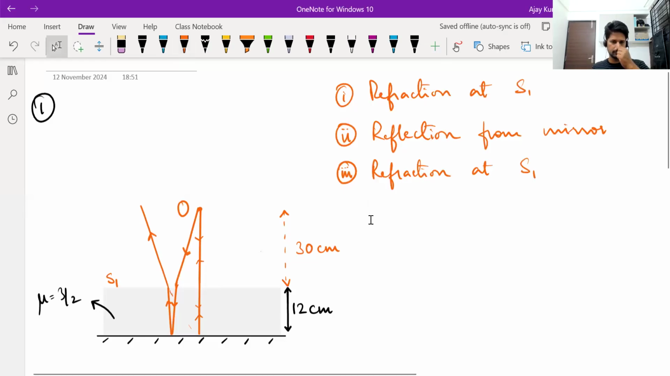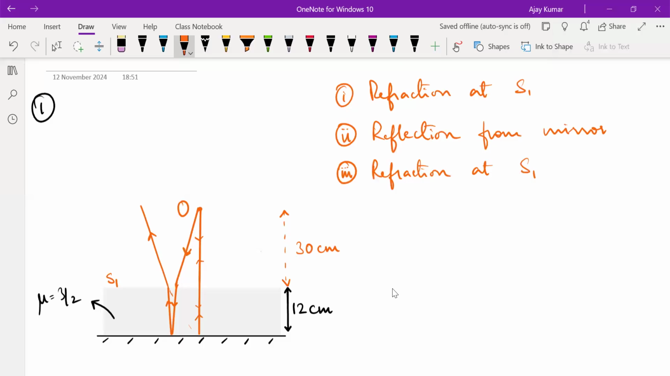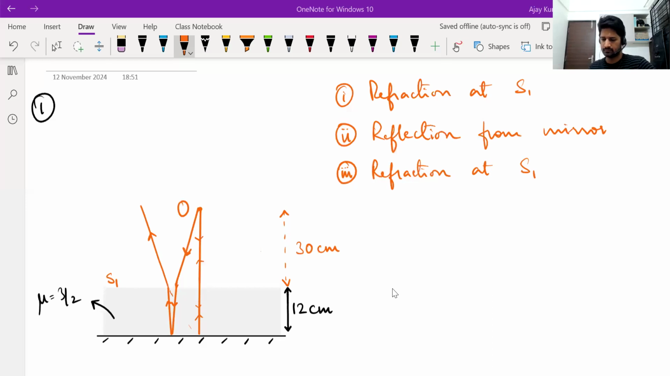Try this. And what is the idea when multiple reflections or refractions take place? The image formed by the first reflection or refraction acts as an object for the second one, and so on. So keep that in mind and solve. Any answer?